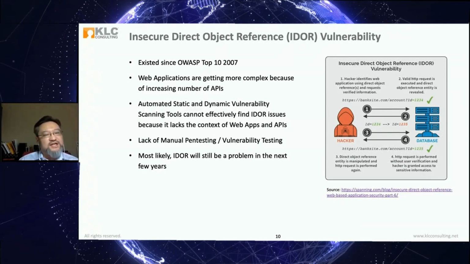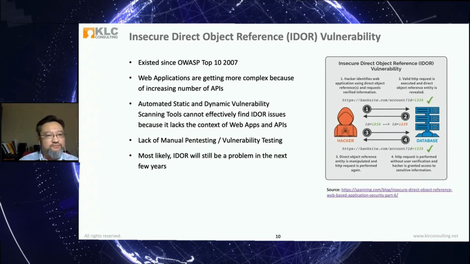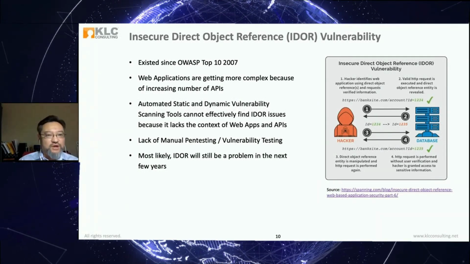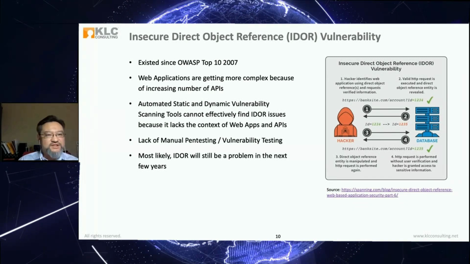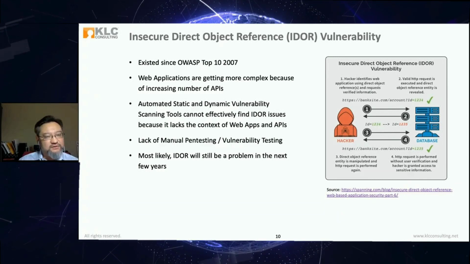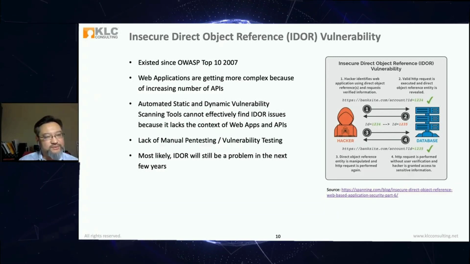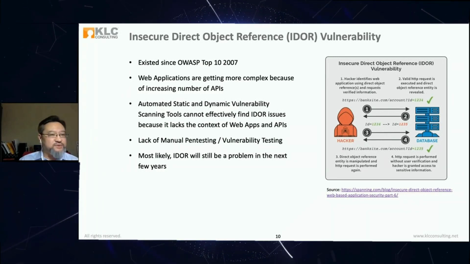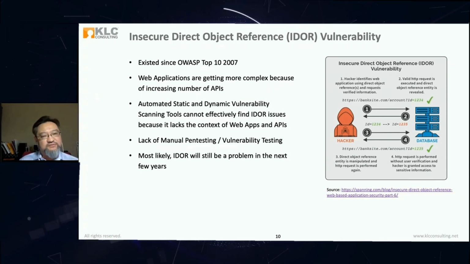So we're seeing a lot more IDOR problems recently. Web applications are becoming more complex. There are a number of APIs for each web application now. Some web applications even have hundreds of APIs, and the APIs have different parameters, right? So they might not have been checked properly for authentication and authorization for all the different APIs.